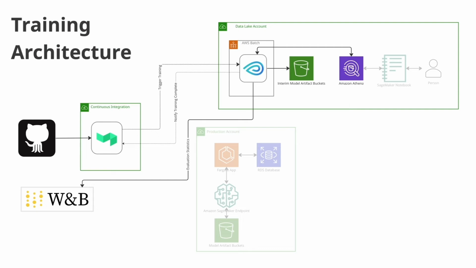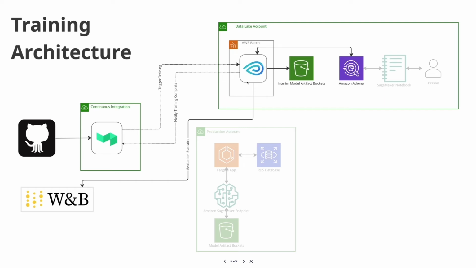Okay, so the architecture of the training. We have our same Buildkite agents. They trigger the training not in a production account, but in the data lake account in this case. So we have the training runs inside AWS Batch. And specifically, it runs on Metaflow.